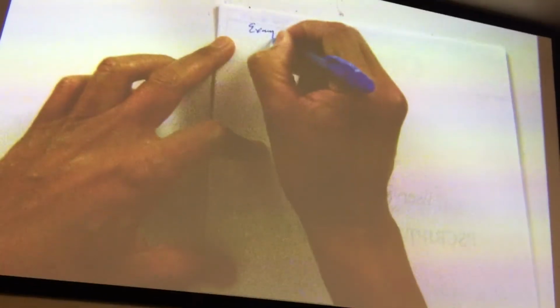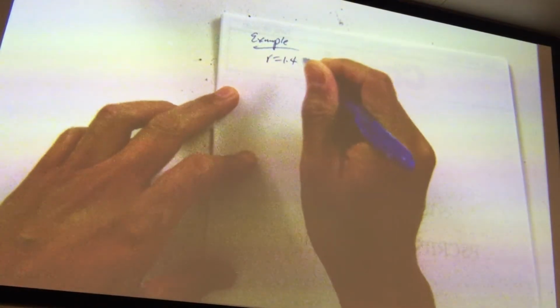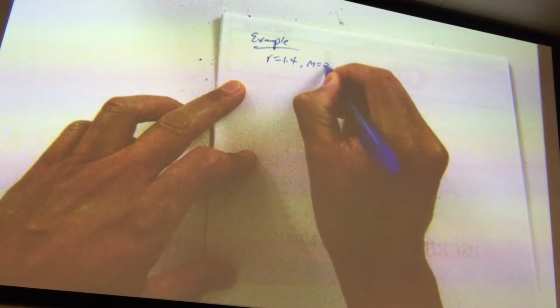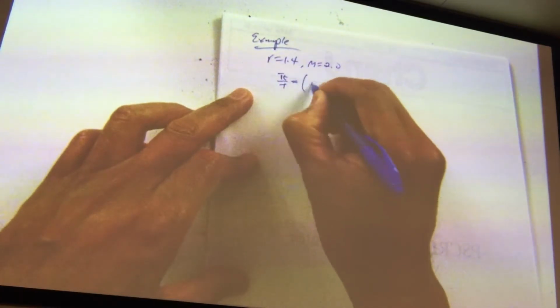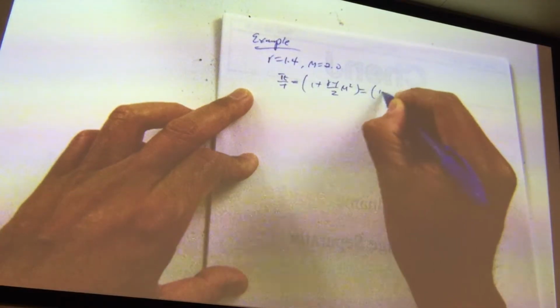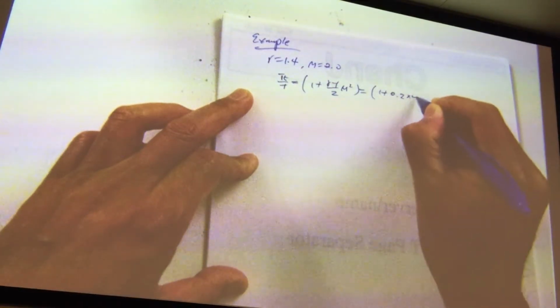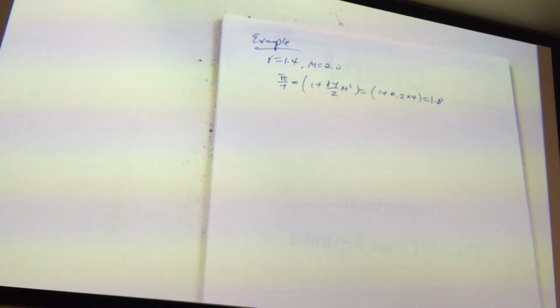Now, let's look at the example. Now, gamma equal to 1.4, and let's say M is equal to 2.0. You will have Tt over T equal to 1 plus (gamma minus 1) over 2 times M squared, which is 1 plus 0.2 times 4, which is 1.8. So you know Tt is 1.8 times T. In your textbook, you use T0.